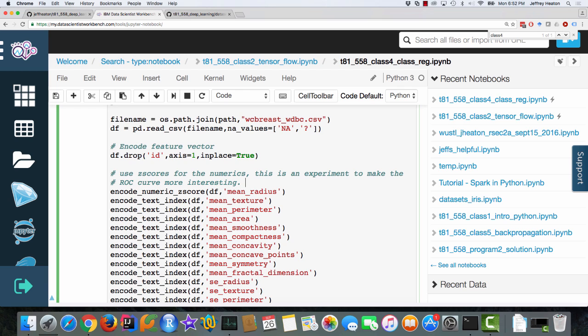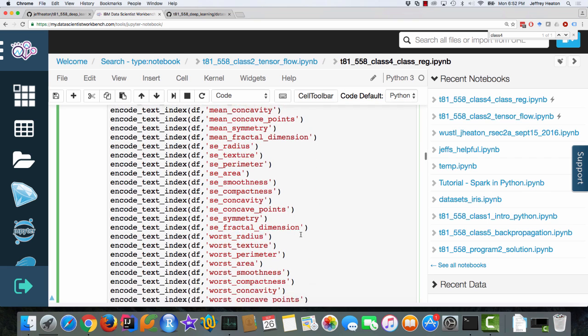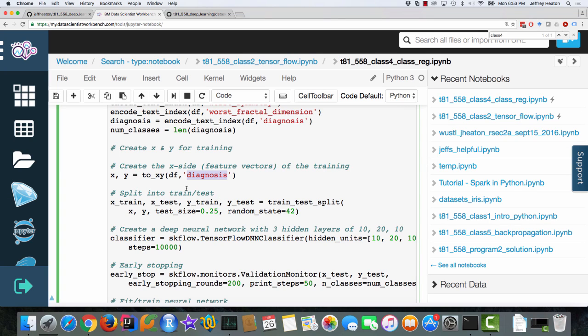So I'm sort of intentionally making it not get as good of a score. The z-scores do better than the text indices. Usually you would only do the text indices, like we saw last class, on a categorical, like the state that you're in, something that is a text field. And then, just like we did last time, I convert it into the X and Y. Diagnosis is the target. I do split into a train test set, 25% for test, for the validation.